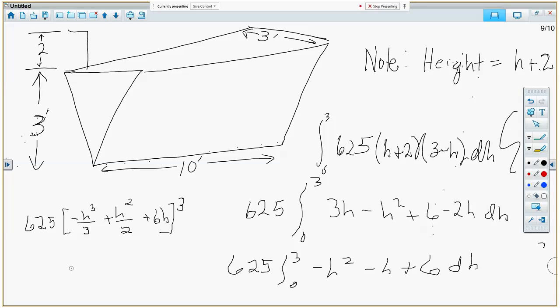So 625, well, I didn't even finish it, so we might as well finish it. 625, and that's going to be 1/3, negative 1/3, plus 1/2. No, that's not right, Hubert. I was thinking that was 1. I think it was about time to quit.